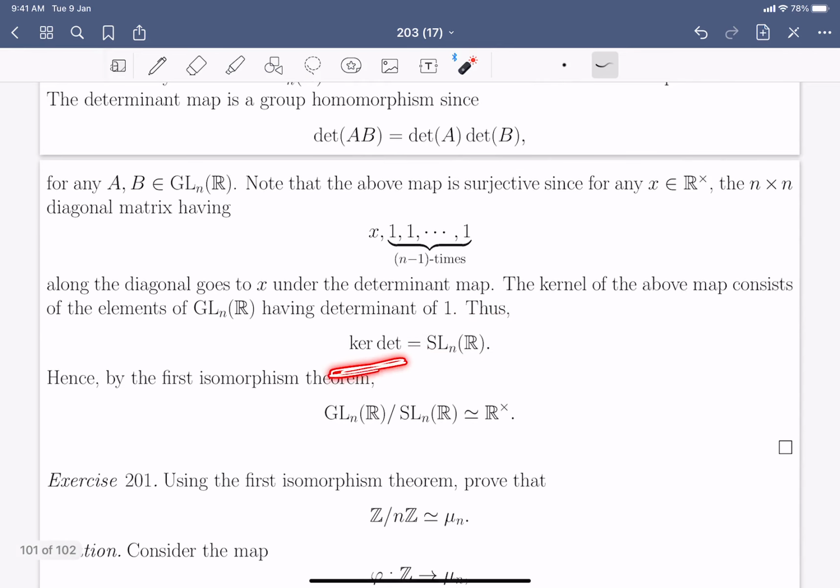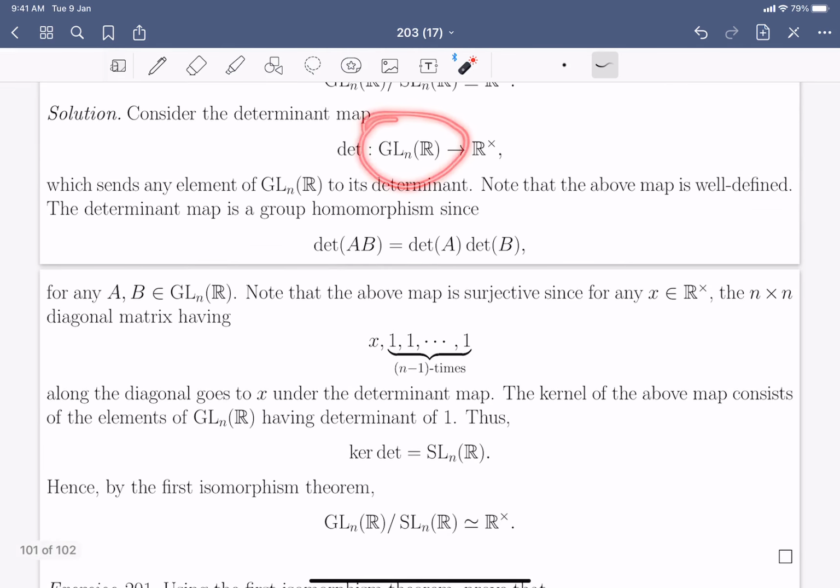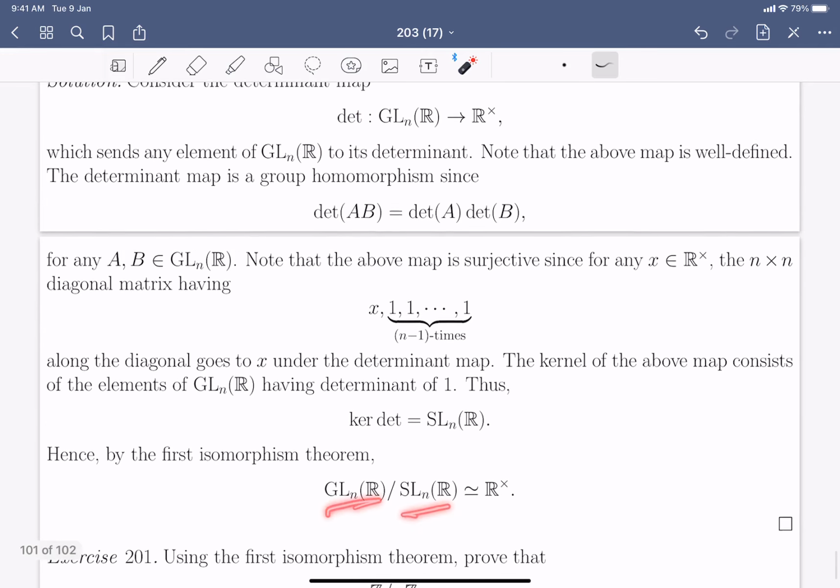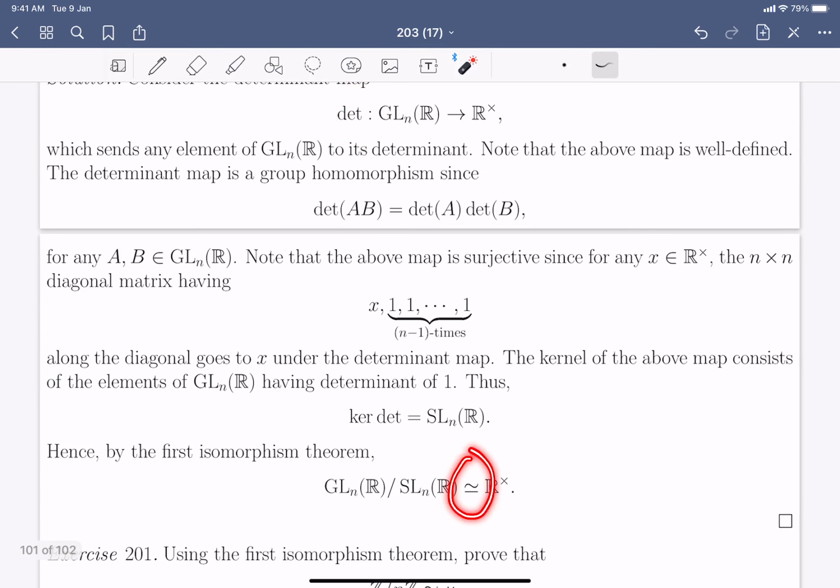So the kernel of the determinant homomorphism is equal to SLnR, and by the first isomorphism theorem that we have just studied, it follows that the group G modulo the kernel of the homomorphism that we are considering is isomorphic to the image of this group homomorphism. The determinant map is surjective, so its image is equal to R cross. So this quotient is isomorphic to R cross.